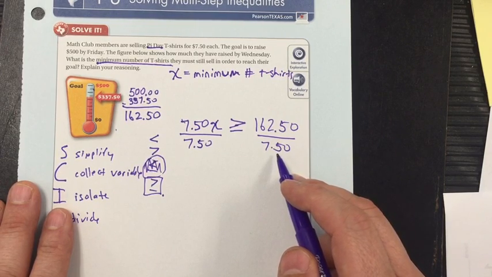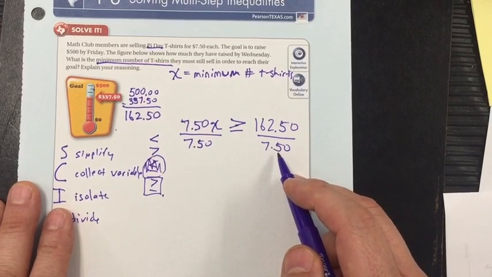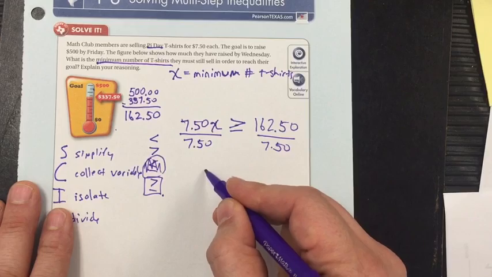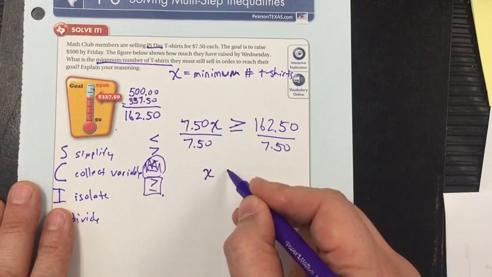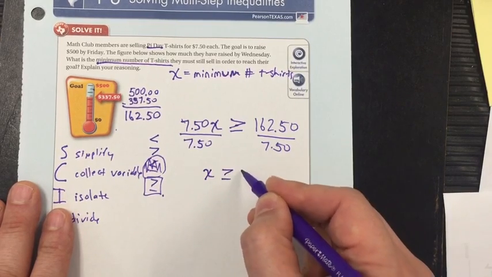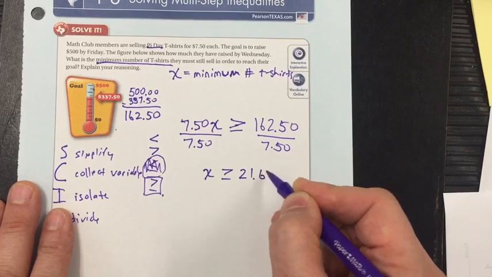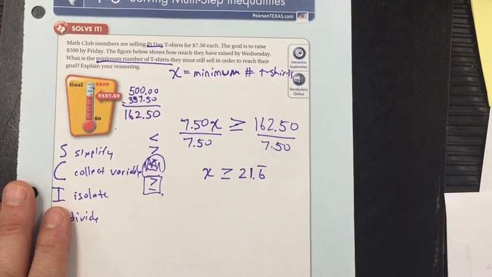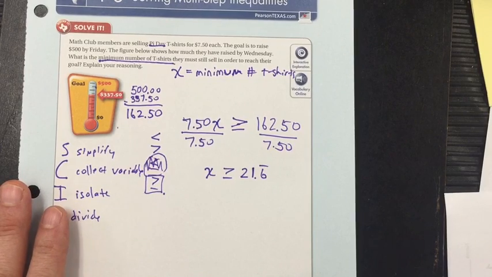25? I don't think it's 25. No. It's 21.6. Yeah, exactly. So the actual mathematical number is this: X is greater than or equal to 21.6 repeating, right? You have a bunch of repeating sixes. Now think about what makes sense in the situation.